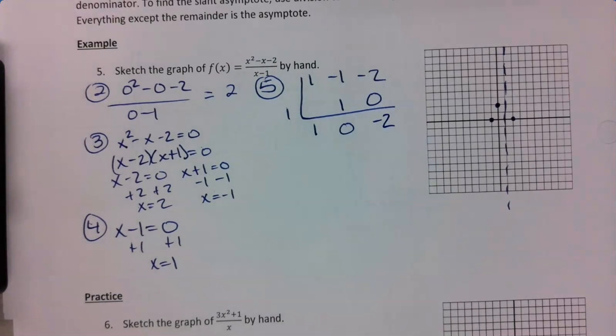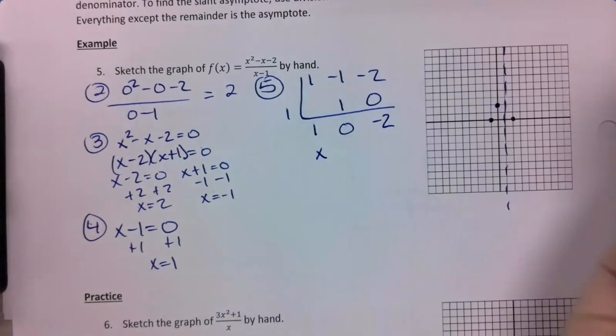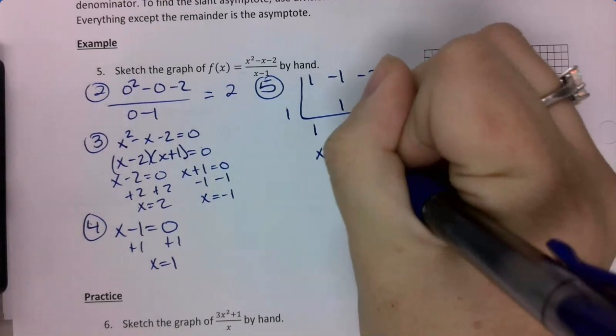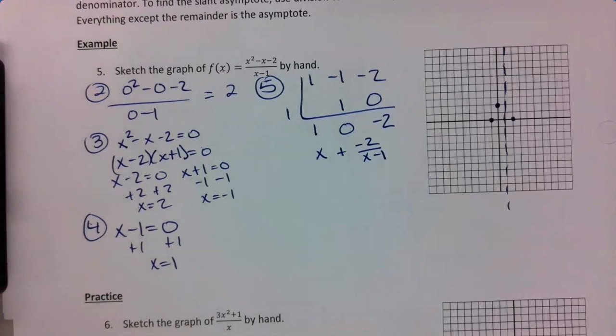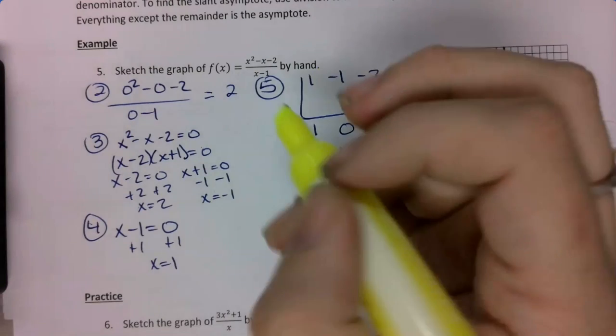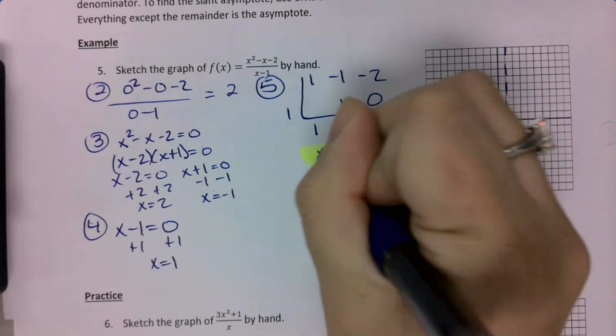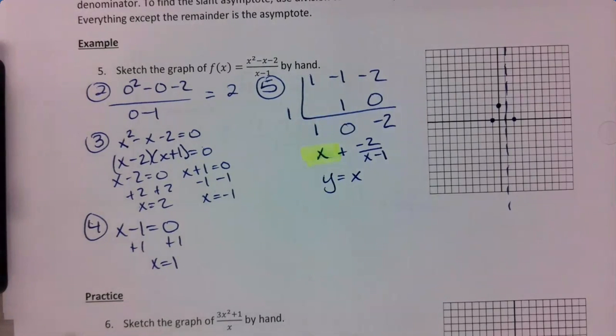What I'm going to do is put this back with my variables. So I have x, no constant, and then a remainder of negative 2 over x minus 1. For my slant asymptote, I only care about the part before the remainder. So this x is my slant asymptote. So if I put this back as an equation, the equation of my line is y equals x. And then I want to plot that for my slanted line.